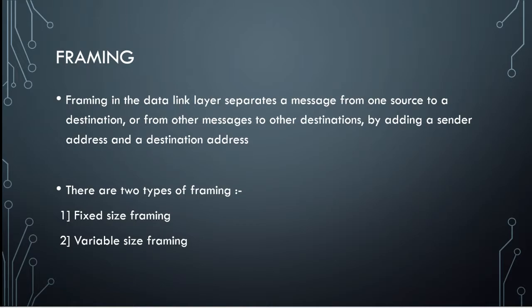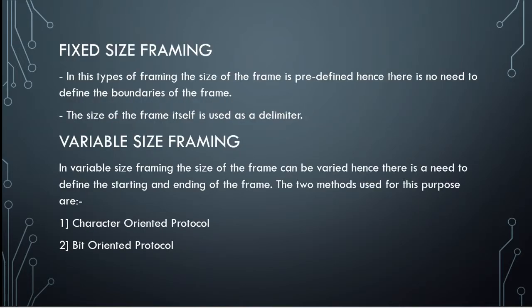There are two types of framing: fixed size framing and variable size framing. In fixed size framing, the size of the frame does not change, hence there is no need to define the boundaries, as each frame can be distinguished from the other by its size. In variable size framing, the size of the frame can be changed according to the need of the user, hence there is a need to define the boundaries of the frame. The two methods used for this purpose are the character-oriented protocol and the bit-oriented protocol.